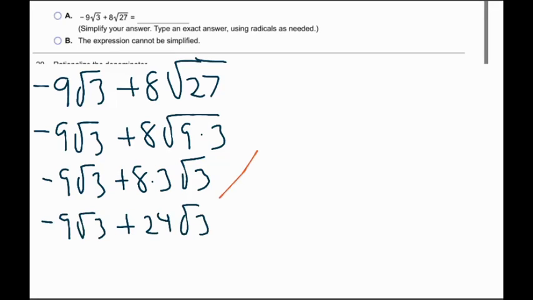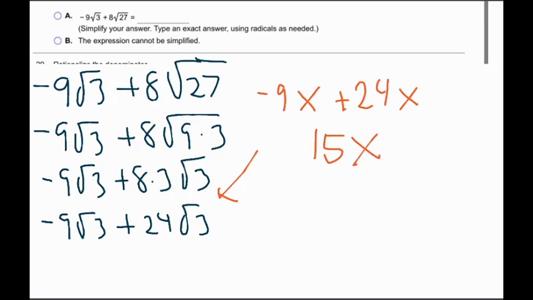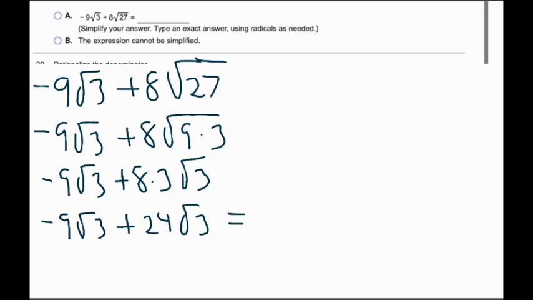Now remember, we talked about how this can be thought of in the same way as simplifying something of this nature. So negative 9x plus 24x would yield 15x. So in the same way, negative 9 square roots of 3 plus 24 square roots of 3 is going to result in 15 square roots of 3. And that's our answer.